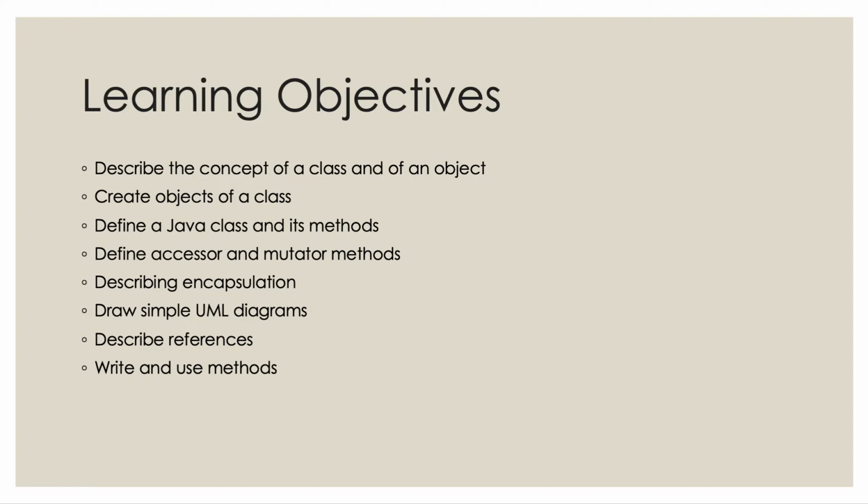After watching this video series, you should be able to describe the concepts of a class, create objects of a class, define a Java class and its methods, describe how parameters work in a method definition, use the modifiers public and private, define accessor methods and mutator methods, write and use private methods within a class, describe information hiding and encapsulation, write preconditions and postconditions for a method, and also draw simple UML diagrams.